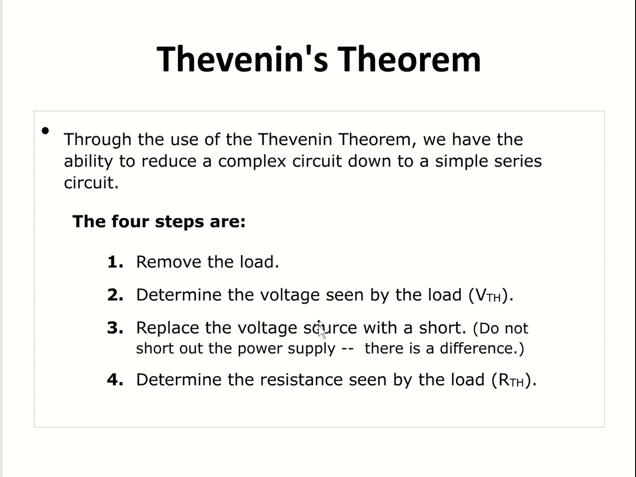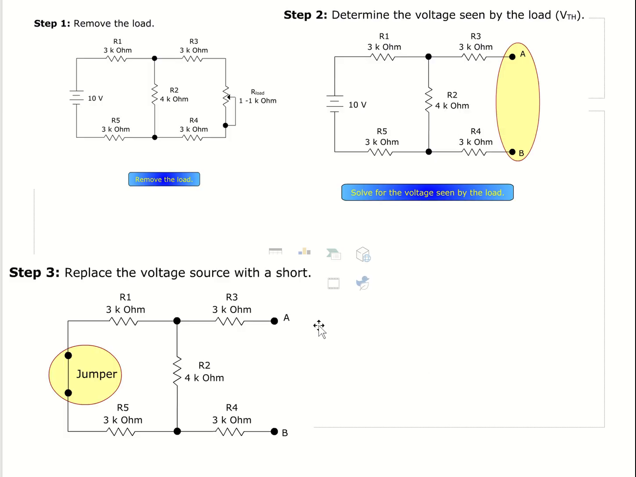First, we remove the load. After removing the load, we determine the voltage seen by the load, replacing the voltage source with a short. Do not short the power supply, there is a difference. Then determine the resistance seen by the load, R Thevenin.